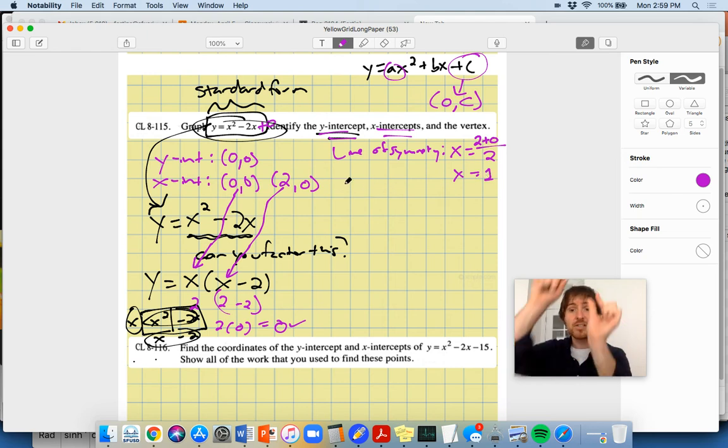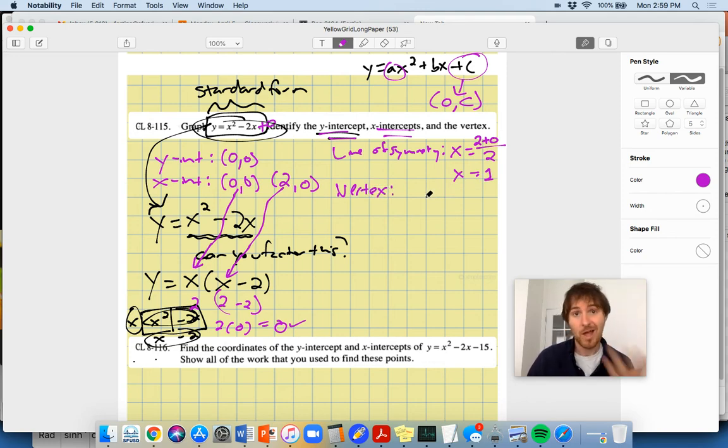And because the vertex is always on the line of symmetry, it's a lot of information, a lot to keep track of. Keep going. You can do it. I can use that line of symmetry at x equals 1 to figure out the y-coordinate of the vertex.